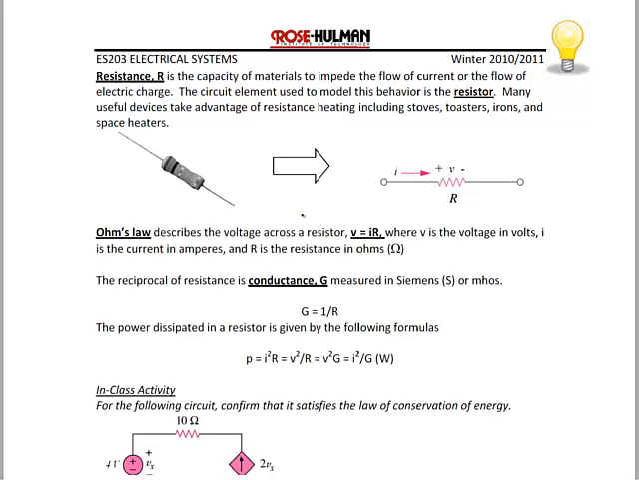Many useful devices take advantage of resistance in heating, including stoves, toasters, irons, and space heaters. The circuit element on the left is what you actually have in your parts kit and what you will use to build your circuits, and it's a resistor.